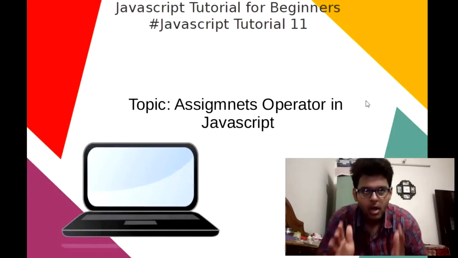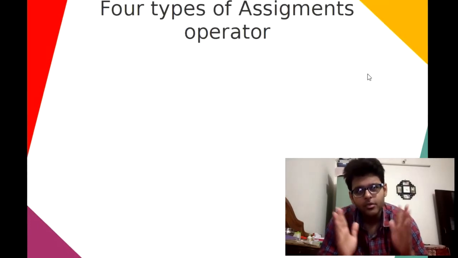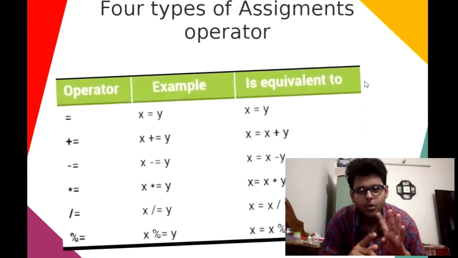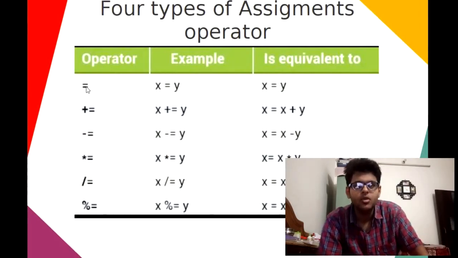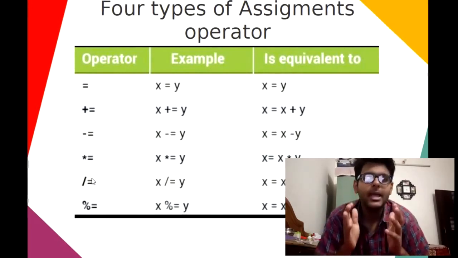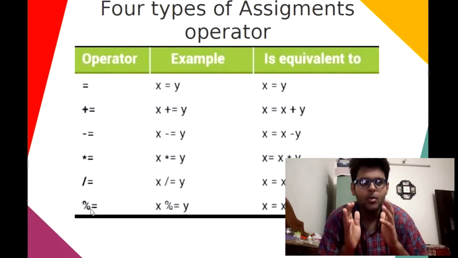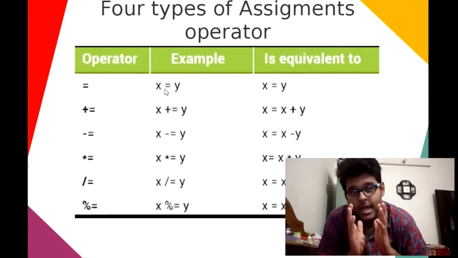So in this video we will be talking about assignment operators in JavaScript. So let's start with our assignment. Okay, so in JavaScript we have more than four types of assignment operators, and we are going to use the equal operator, plus equal operator, minus equal operator, multiply equal and divide equal operator, and modulo equal operator. And this is something like this.